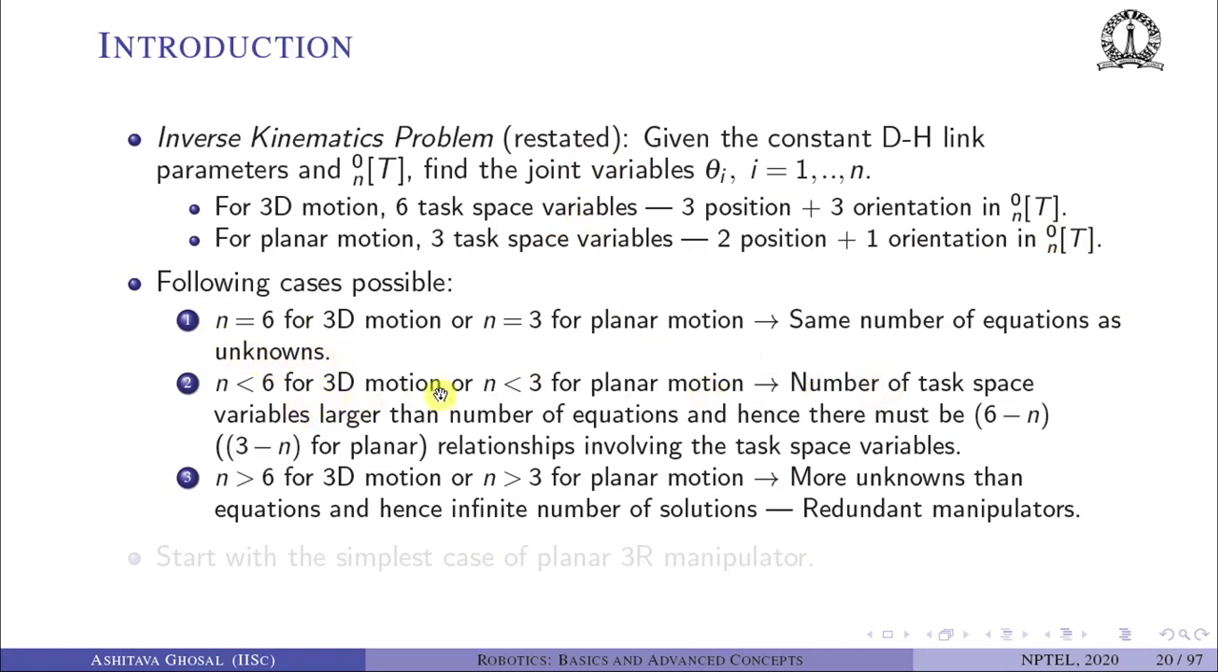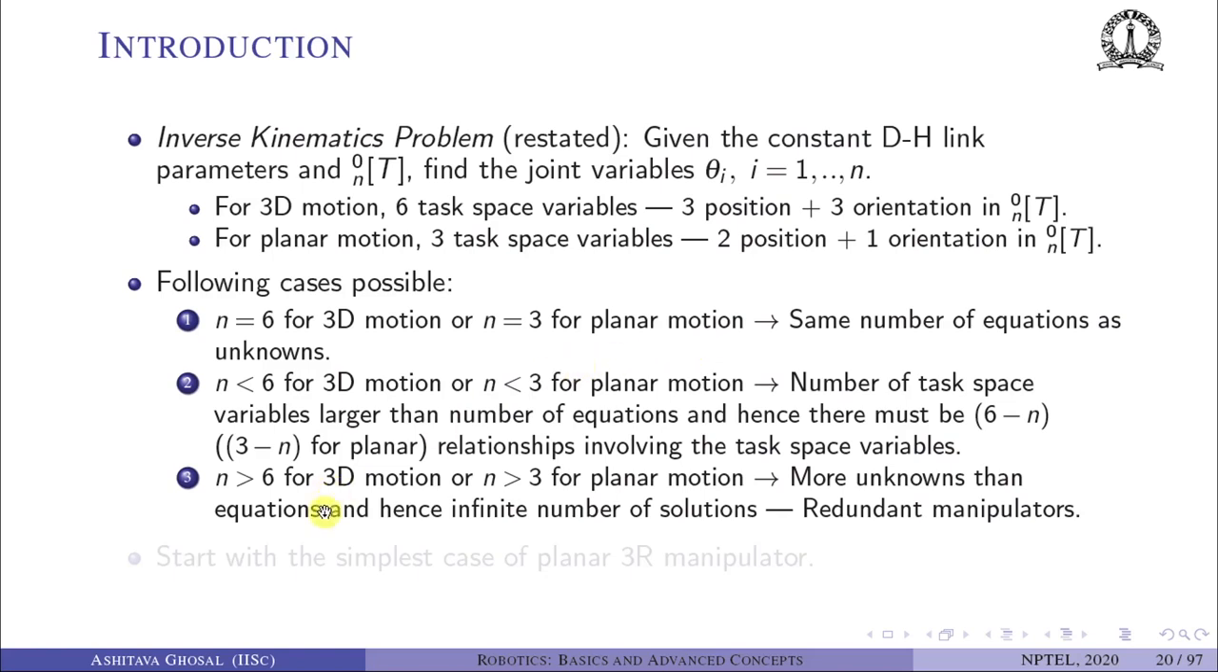For n less than 6 for 3D motion, or n less than 3 for planar motion, the number of task space variables is larger than the number of equations. And hence, there must be 6 minus n relationships for spatial and 3 minus n for planar involving the task space variables. If you recollect, the SCARA robot is a 4 degree of freedom robot, and the end effector can be determined by x, y, z, and one orientation. So although the end effector is moving in 3D space, the two other orientation angles are not there. Hence there are some constraints between the task space variables.